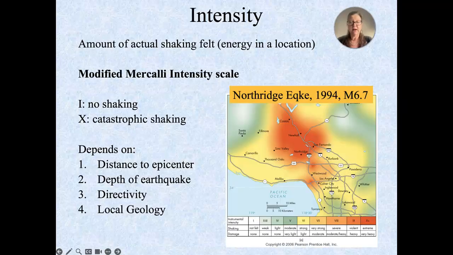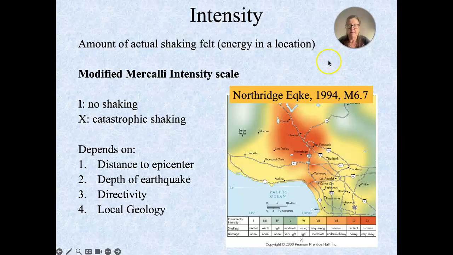The intensity of an earthquake is the amount of actual shaking felt, and it varies by location. The scale we use is from Roman numeral 1 to 10, with a 1 being an area where there was essentially no shaking felt, and a 10 being the other end of the scale where there was catastrophic shaking. This depends on a number of factors. First of all, your distance to the actual epicenter.